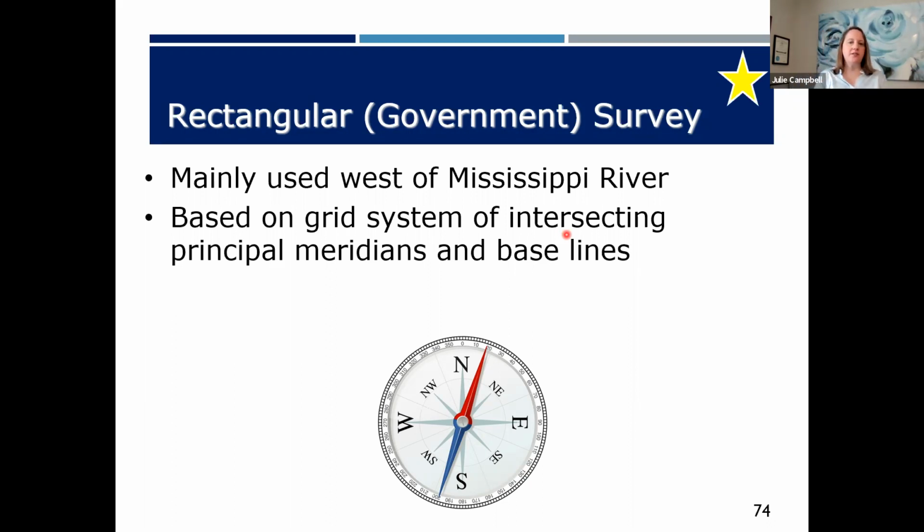So they use this grid system, and pretty much what they do is take this grid system and place it over the map, and that's how they can identify the areas from the survey system. The grid system uses meridian lines and base lines. Meridian lines are your north-south lines. Base lines are your east-west lines.